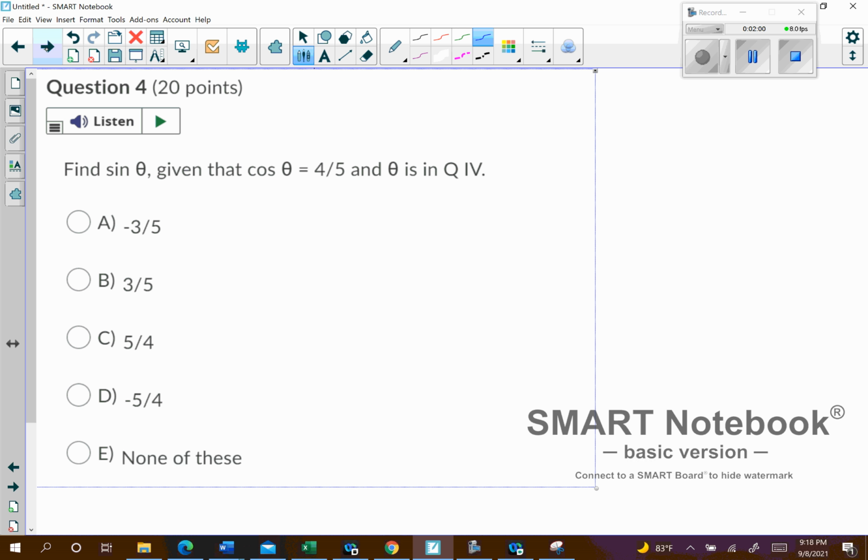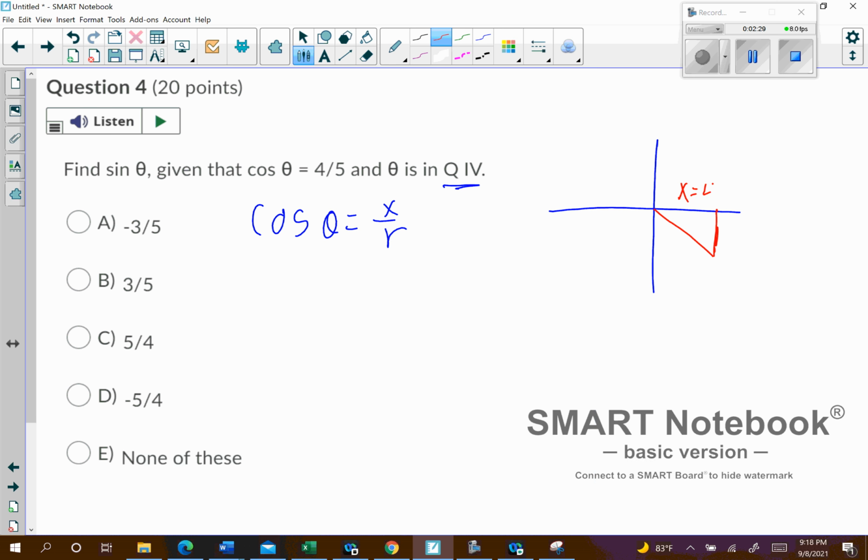Okay, so this next one says find sine given that cosine is 4/5 and that we're in quadrant number 4. The best thing to do is draw a picture. Cosine is positive 4 over 5, and if you remember, cosine of an angle is x over r. I'm just going to give a rough sketch, not drawn to scale. This is my x value, so x is 4, and r is the hypotenuse, so that's going to be 5. What you need to do is figure out the y value, so you're going to have to use the Pythagorean theorem.